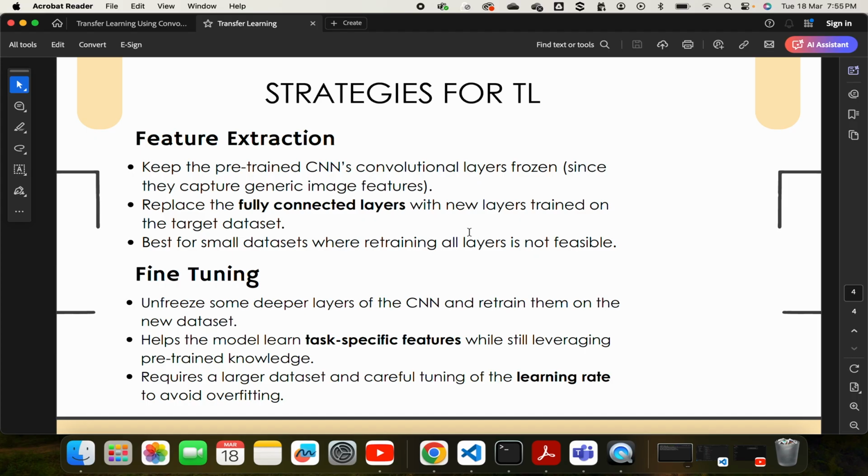One is feature extraction, where the pre-trained CNN convolutional layers are frozen, since they capture generic image features, and they replace the fully connected layers with new layers trained on the target dataset. And this strategy is best for small datasets where retraining all layers is not feasible and a very lengthy task.